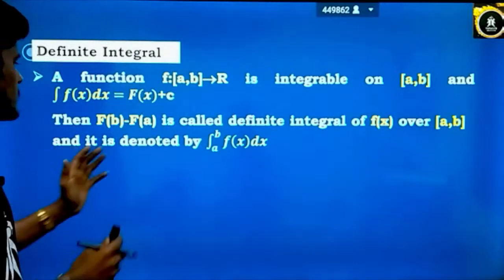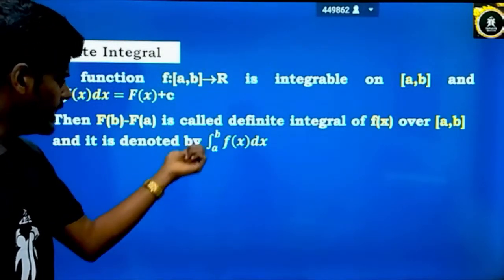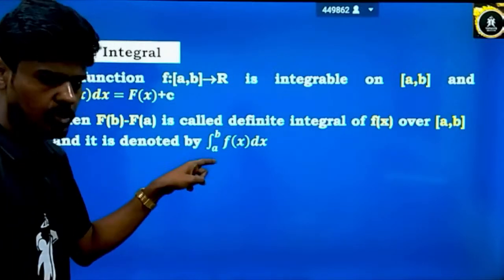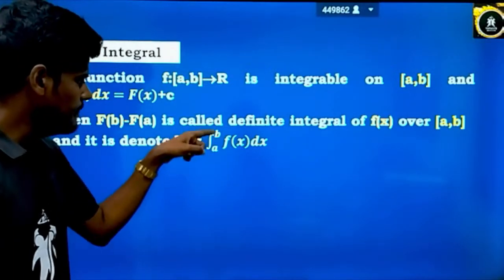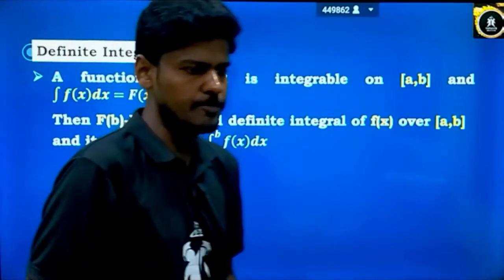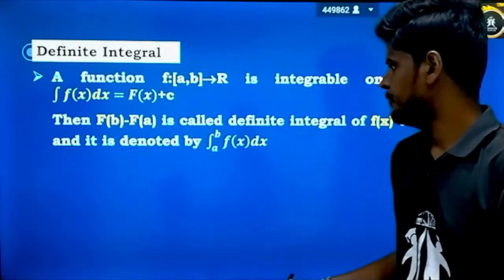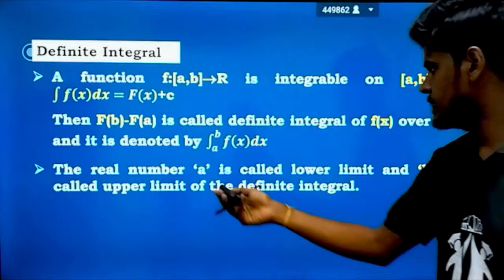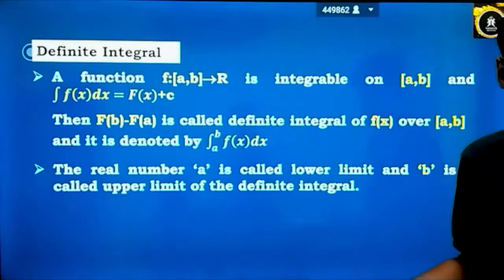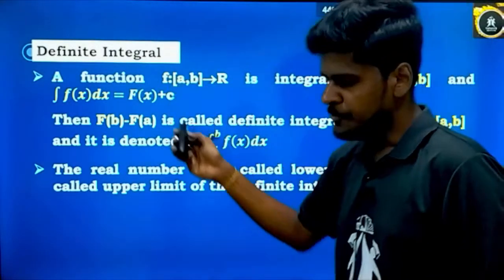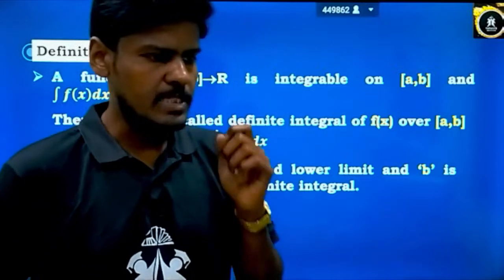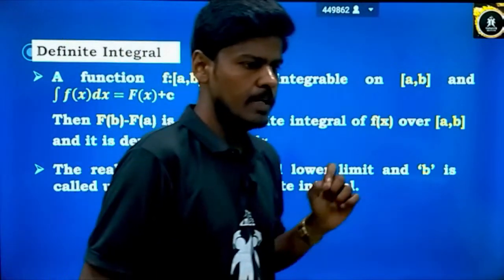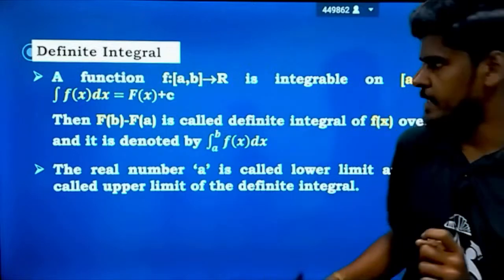Okay. Now this is denoted by integral from a to b of f of x dx, where a is the lower limit of the integral and b is the upper limit of the integral. A is the lower limit and b is the upper limit of the definite integral. And remember, this definite integral will always give the answer as the net area of the given curve.